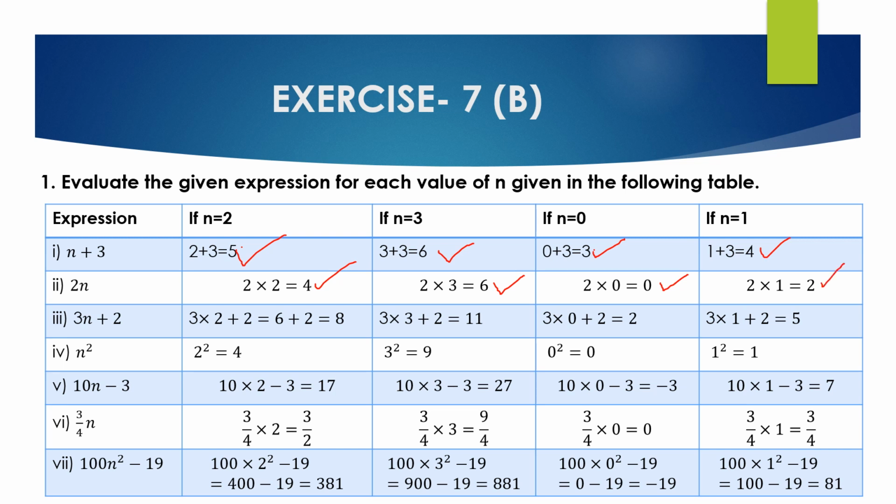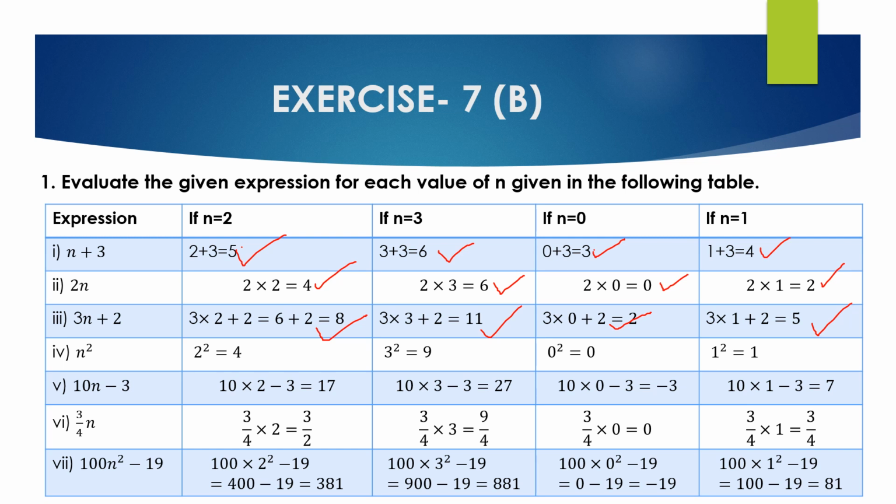3n, third part, 3n plus 2. 3 multiplied with 2 plus 2 is 6 plus 2 is 8 when n equals 2. And when n equals 3, the value of the expression 3n plus 2 will be 3 multiplied with 3 plus 2, that is 9 plus 2 is 11. And when n equals 0, the value of the expression 3n plus 2 is 3 multiplied with 0 plus 2, that is 2. And if n equals 1, the value will be 3 multiplied with 1 plus 2 is 5.